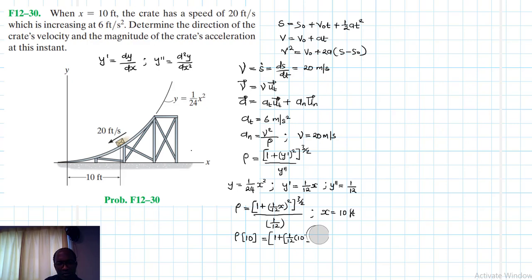It's not looking too good. Let me write it properly. Let's go to the other space. Things are getting a little bit messed up here.